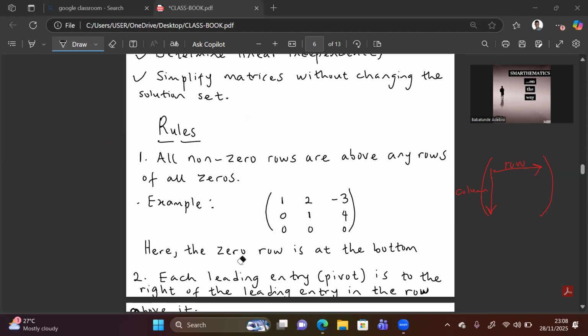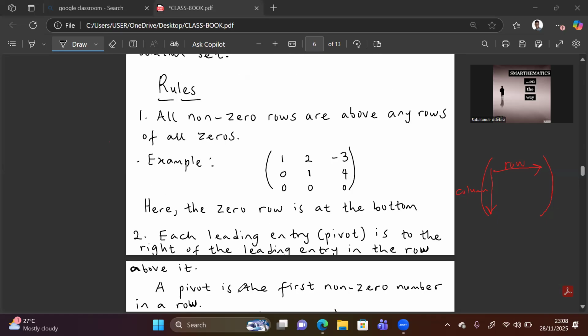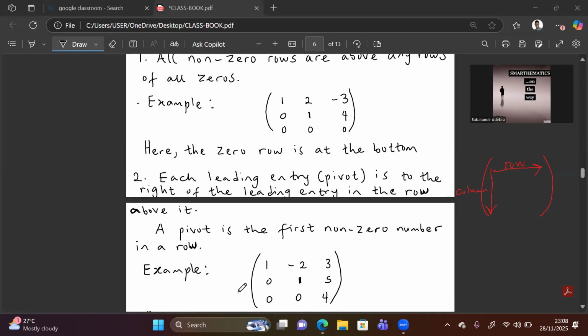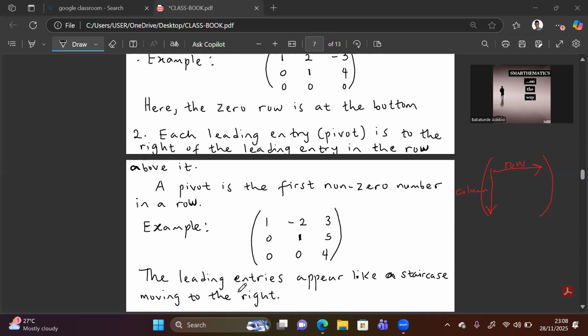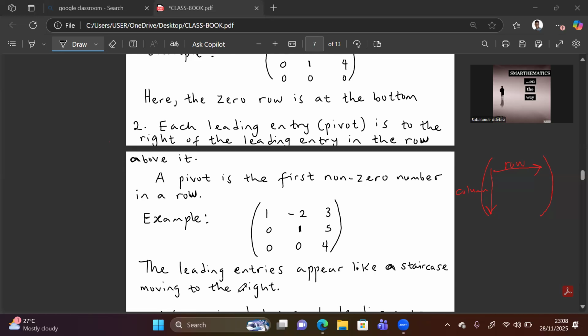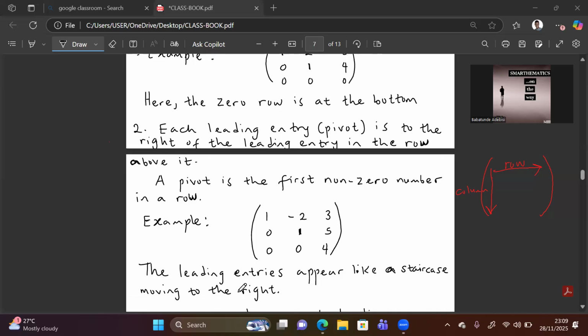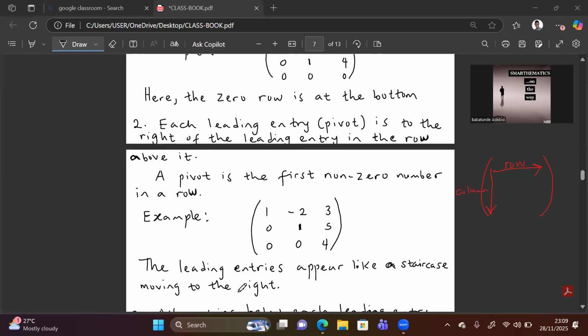So here now you see that the 0 row is at the bottom, while the other rows that are non-zero are above. Now the second rule is each leading entry, also known as pivot, is to the right of the leading entry in the row above it. What do we call a pivot? A pivot is the first non-zero number in a row. So what this rule is saying is that the leading entries appear like a staircase moving to the right.